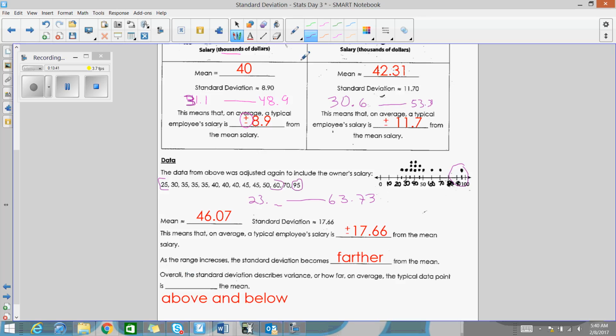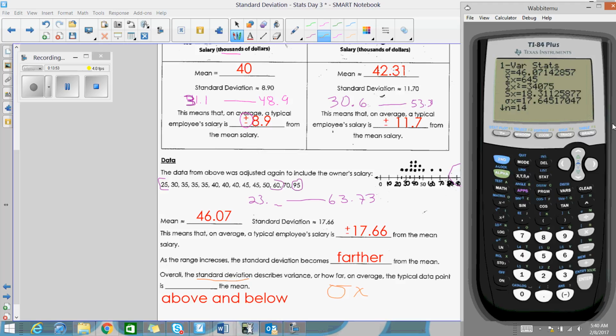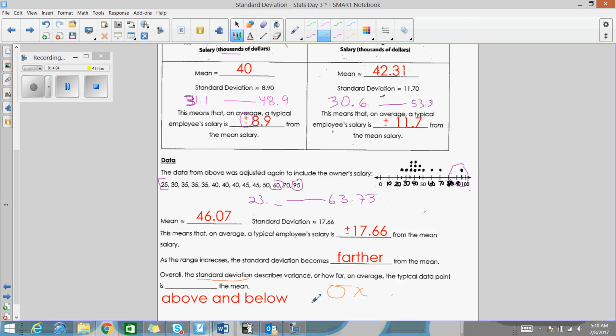So the big thing today is knowing standard deviation, the symbol O with the line X, which, if you look at your calculator, is when you get your one var stats, just above the N. You see the O with the line and the X? That's your standard deviation down there. That tells you how far on average the typical data point is above or below your mean. So it gives you your meat, where the majority of your points will lie.